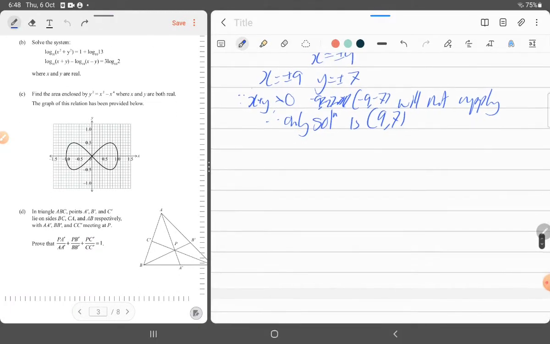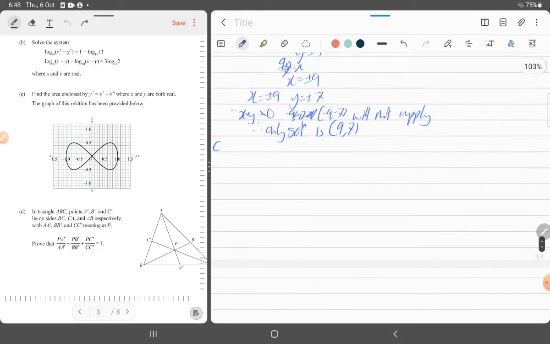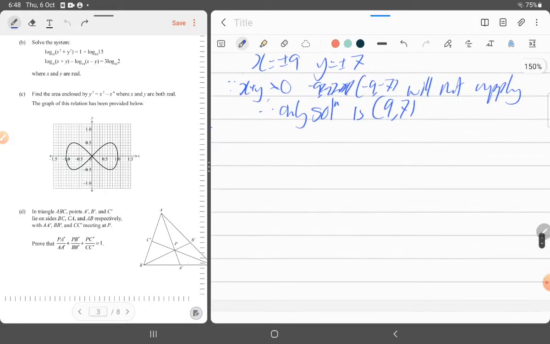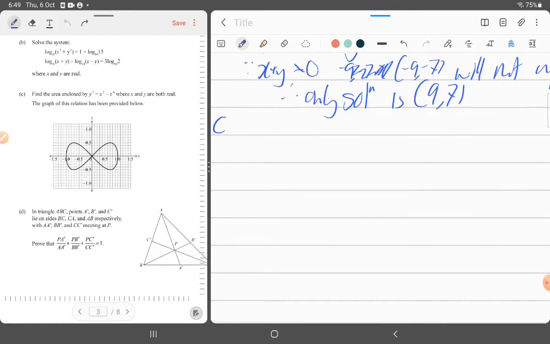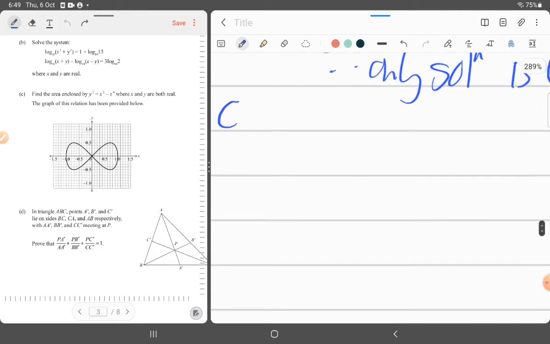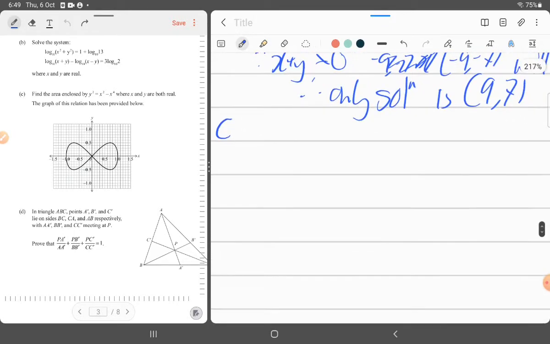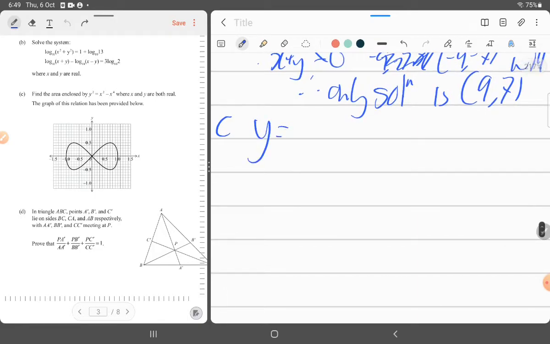Question 2c. Find the area enclosed by y squared equals x squared take away x to the power 4, where x and y are both real. The graph of this relation has been provided below. So we want to rearrange it for y. So y equals the square root of x squared take away x to the power 4.